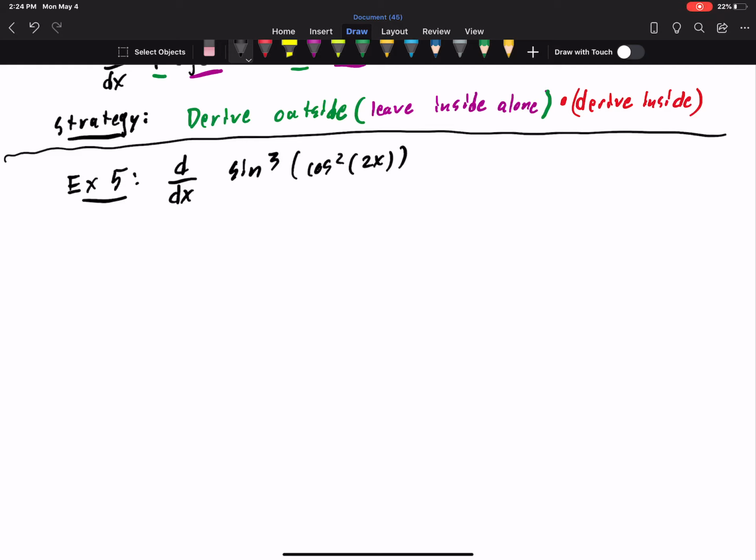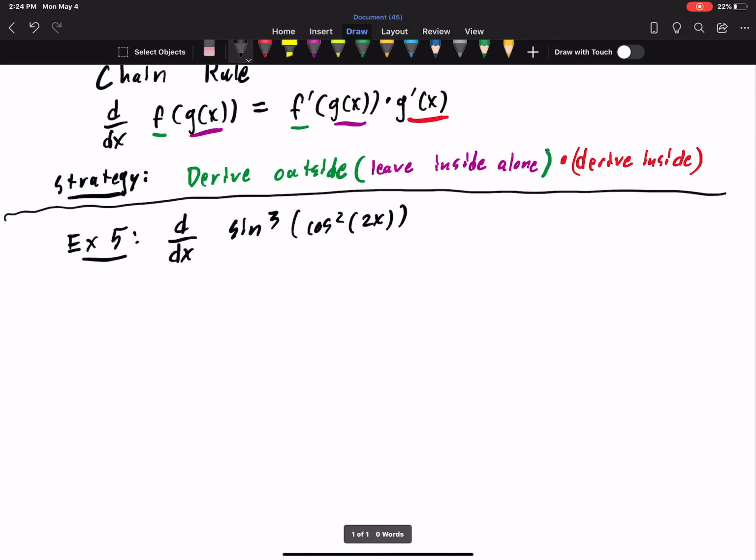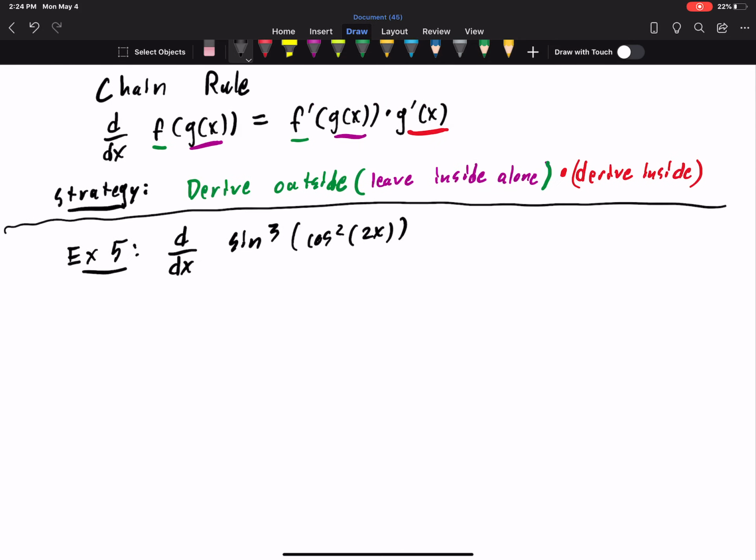On to example 5. We're deriving sine cubed of cosine squared of 2x. So this is going to work very much similar to the last several examples where we have to use the chain rule multiple times in order to solve this problem. But first what we need to do is convert some of our notation. This sine cubed needs to turn into a sine of everything to the third power. Same thing with the cosine squared. So we're just going to need to convert this a little bit first.